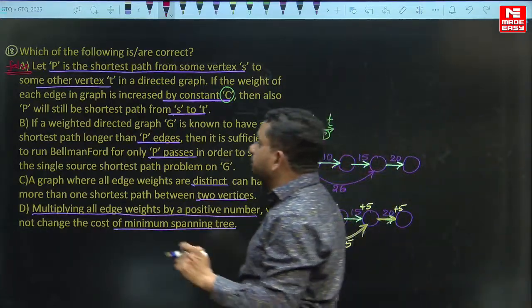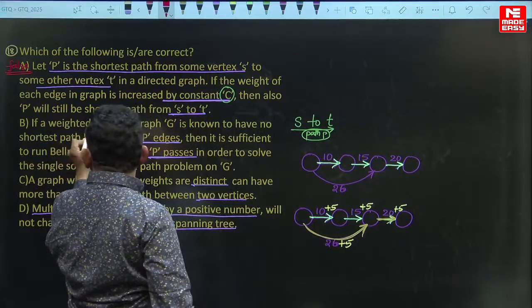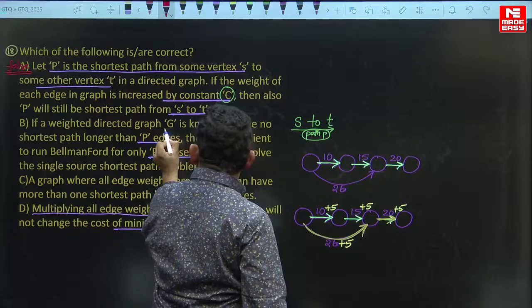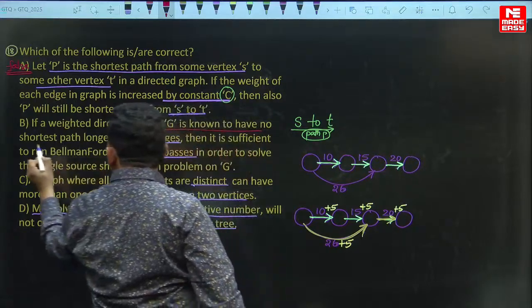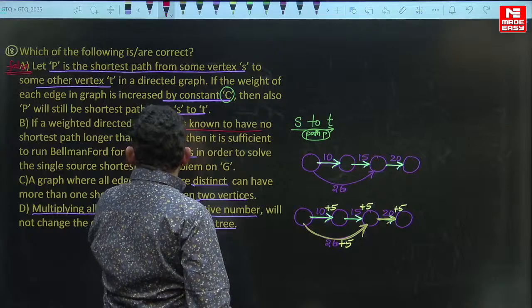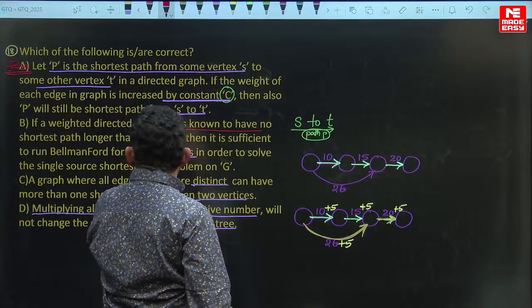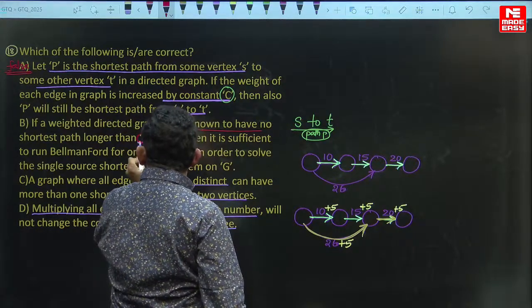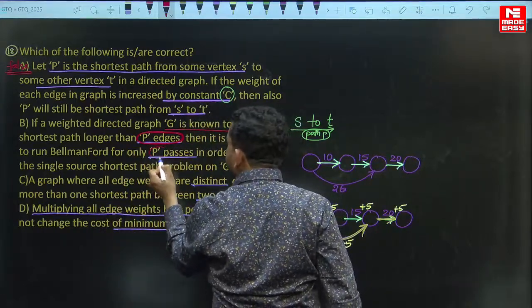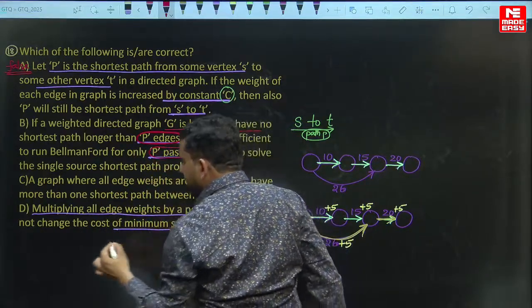Now, if the weighted graph G is known to have no shortest path longer than p edges, that is, a maximum of p edges in the shortest path, then p passes of the Bellman-Ford algorithm are required.